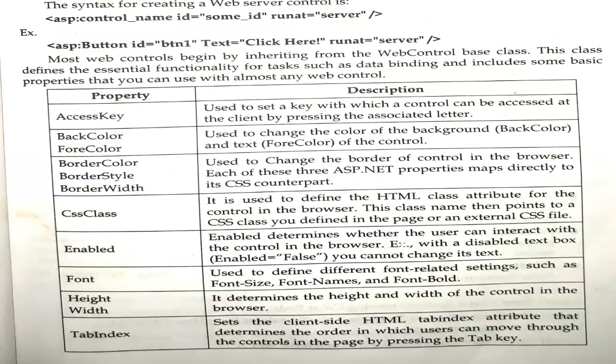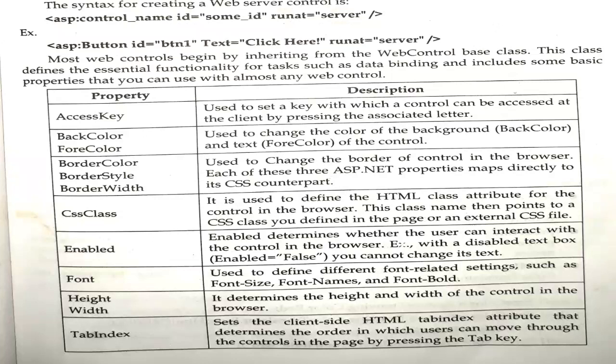So text box is having tab index 1, button is having tab index 2, and the label is having tab index 3. So when we are at the text box control, after entering some value, when you press the tab key, the cursor is automatically moved to the next tab index value, that is tab index 2, which is assigned to the button, right?